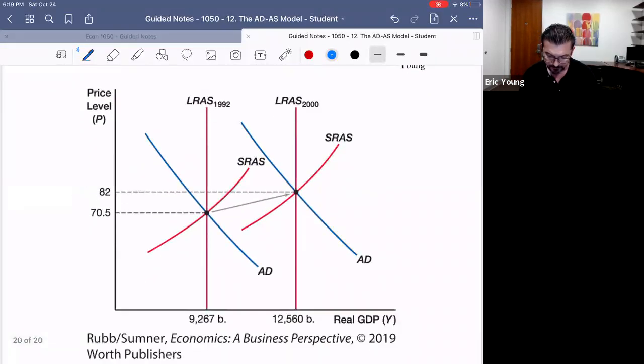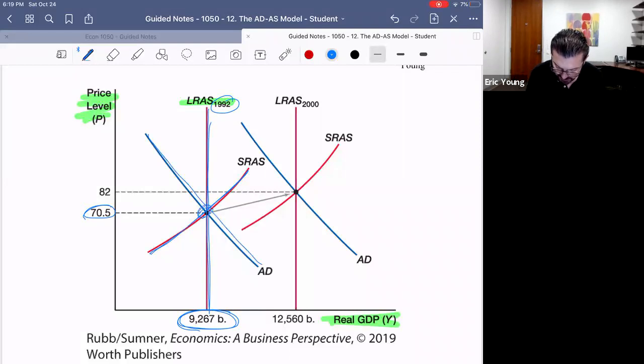Here's how it looks. We start off again with price level here and GDP here, and these are real numbers. In 1992, if you take a look at this, the American GDP was about 9 trillion, and the price level was at about 71. And you can see here in 1992, we have LRAS, SRAS, and AD. So we have this long run equilibrium here.